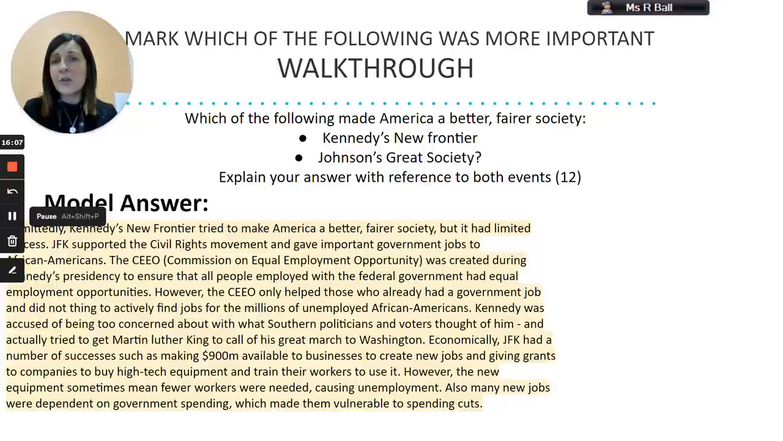Kennedy was accused of being too concerned about what Southern politicians and voters thought of him, and that perhaps held back the measures that he passed. He even tried to get Martin Luther King to call off his Great March to Washington, for example.